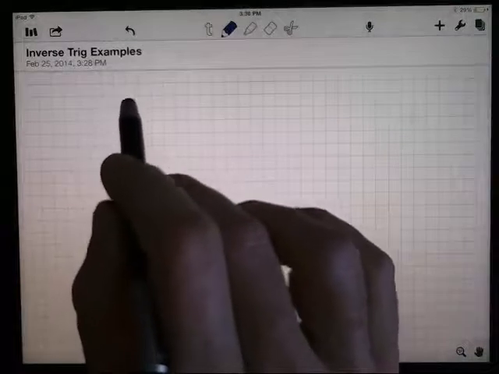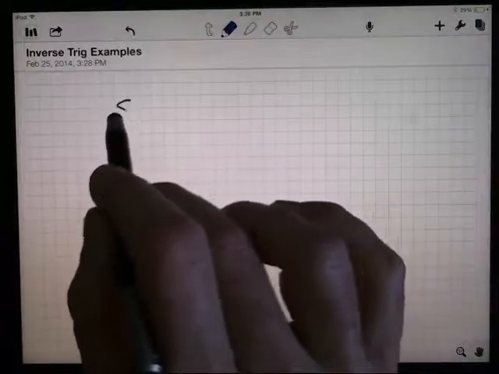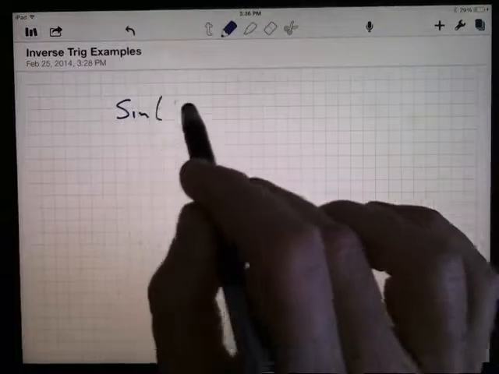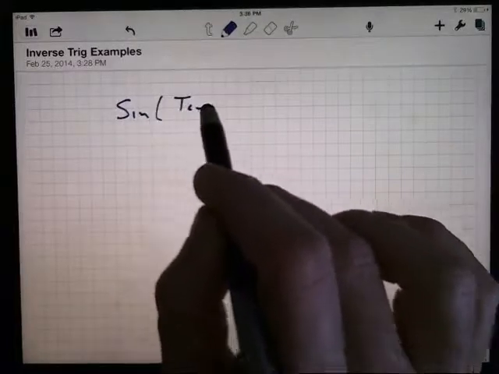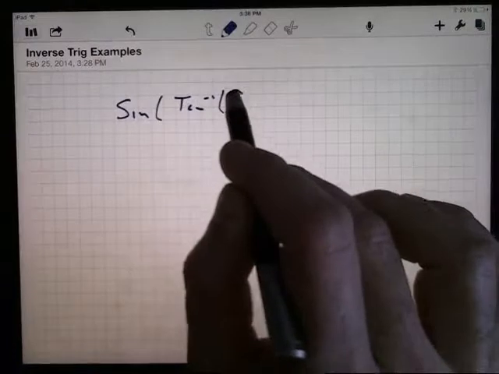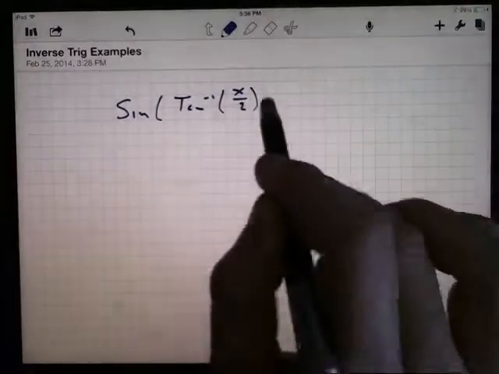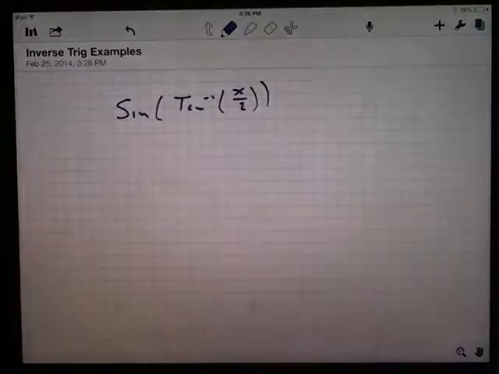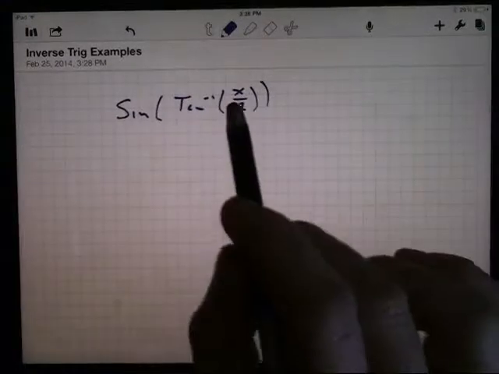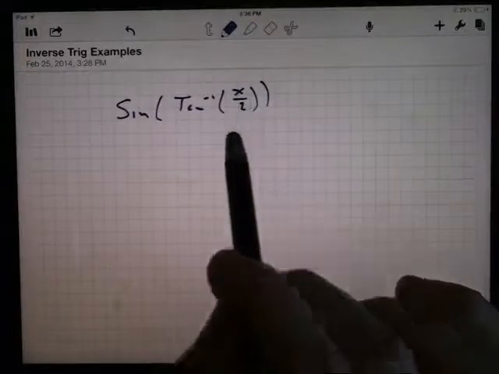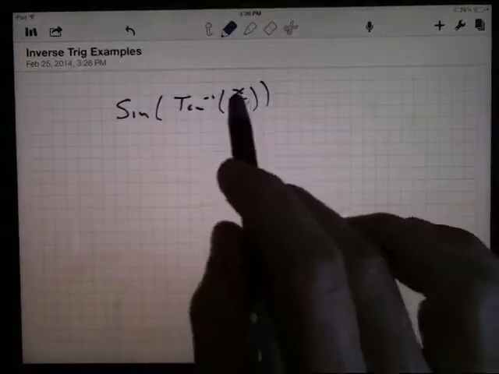You get some expressions that look something like this. I want the sine of the inverse tangent of x over 2. Right? And so this is a lot like the one that was right at the end of the video before, except that rather than having numbers completely, I've got some expressions there, x and 2.